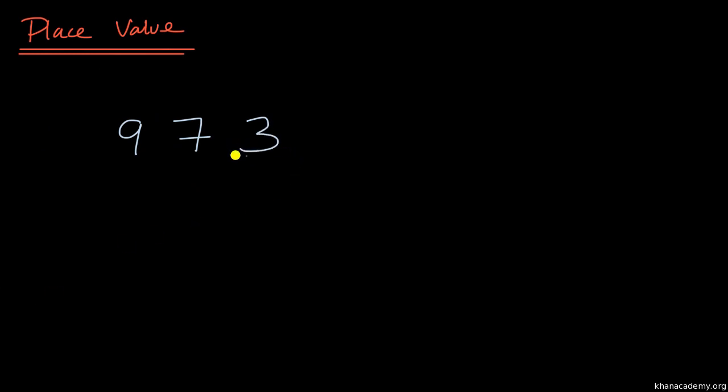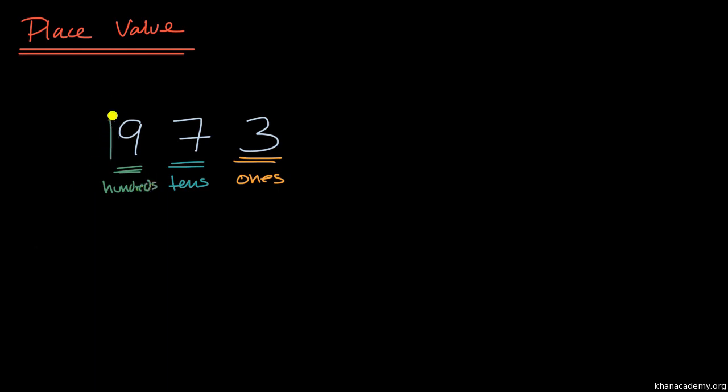We already know that this rightmost space right over here is the ones place. And if we move one space to the left of that, this is the tens place. Notice we went from ones to tens. Tens are 10 times as much as ones. And then we move one space to the left of that, we multiply by ten again, and we get to the hundreds space.